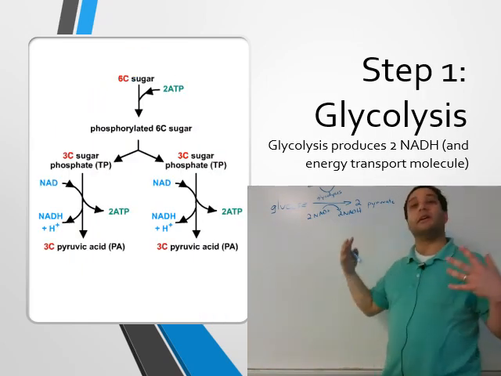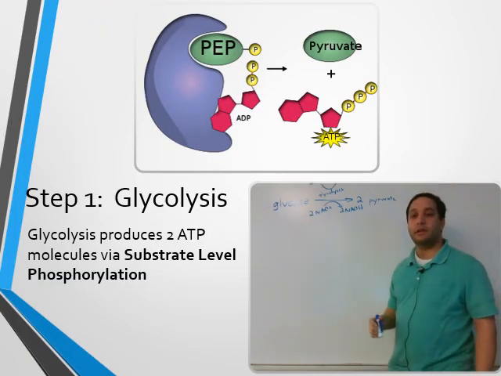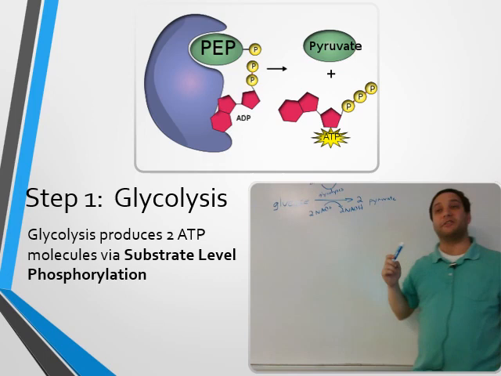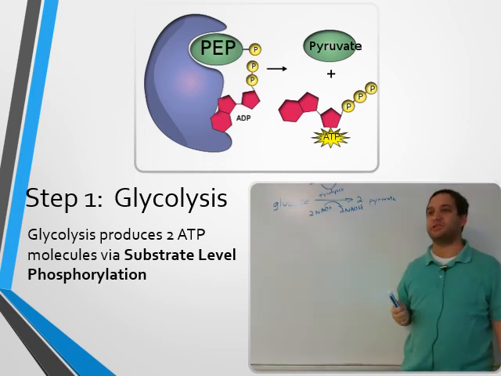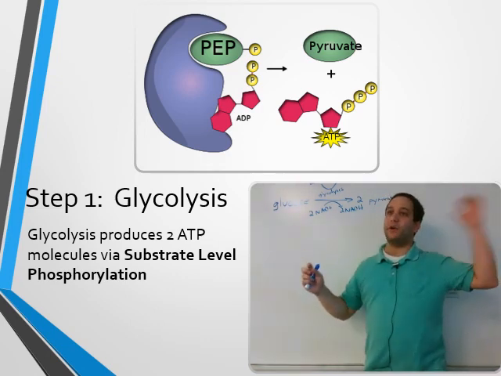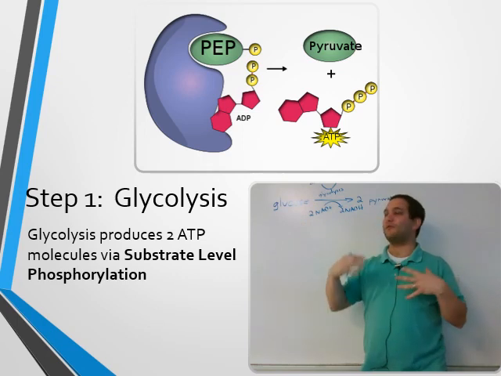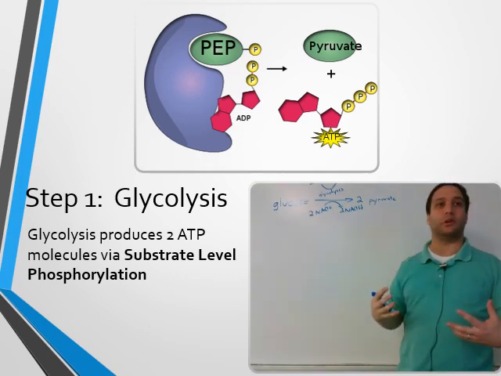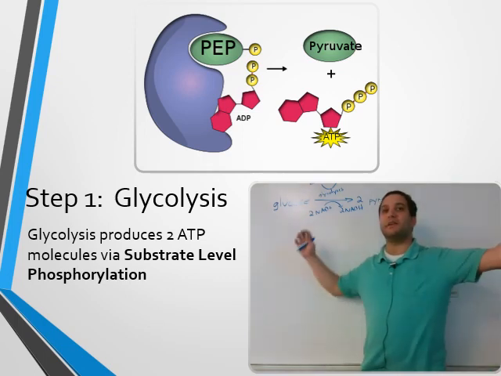So this produces NADH, which is an energy transport molecule, and it produces ATP. Now it's important to note that it produces ATP using substrate level phosphorylation. What is substrate level phosphorylation? So an enzyme is directly adding a phosphate to an adenosine diphosphate. That's different from chemiosmosis or oxidative phosphorylation. With substrate level phosphorylation, it's all an enzyme grabbing and attaching.